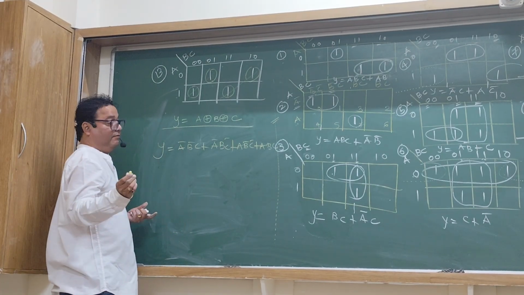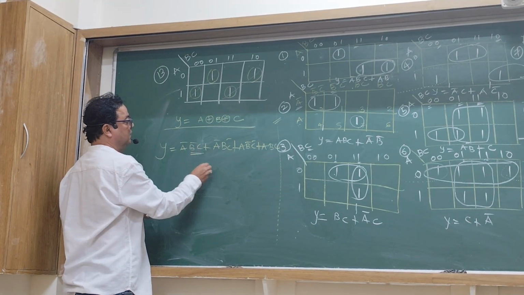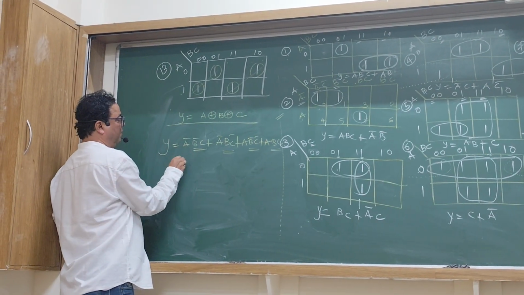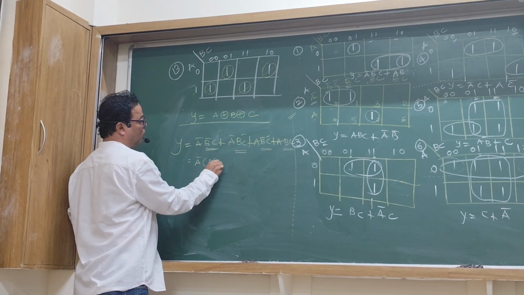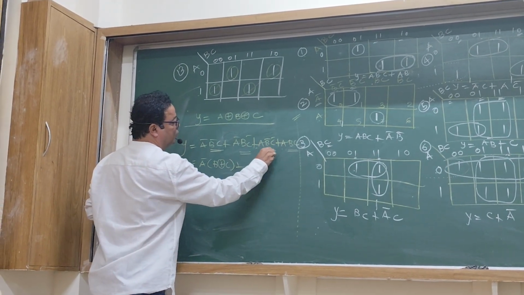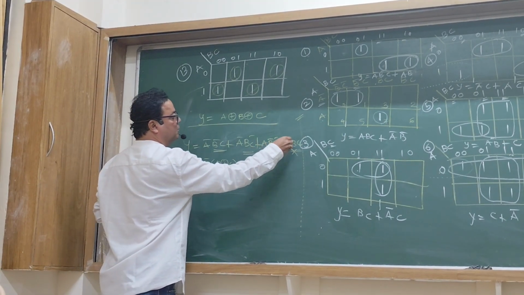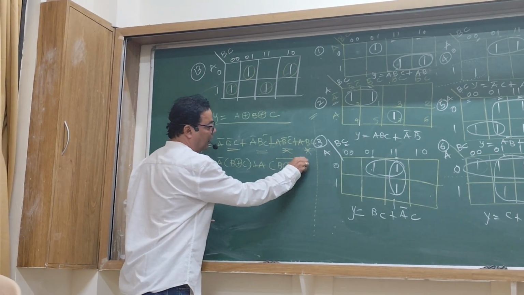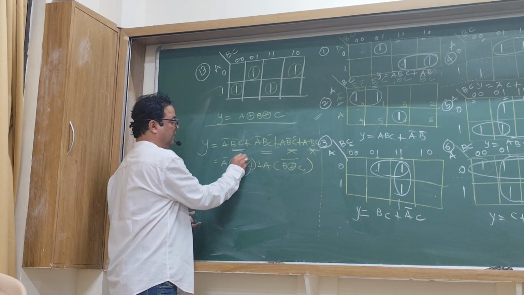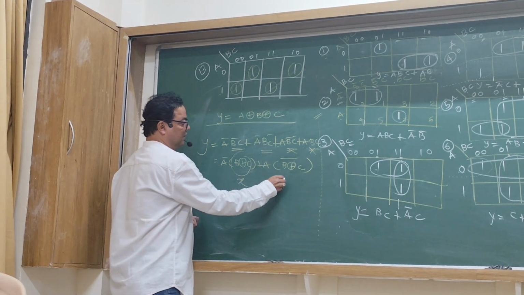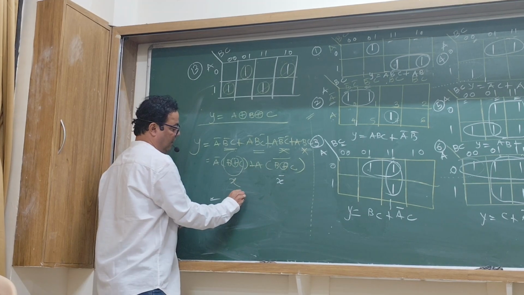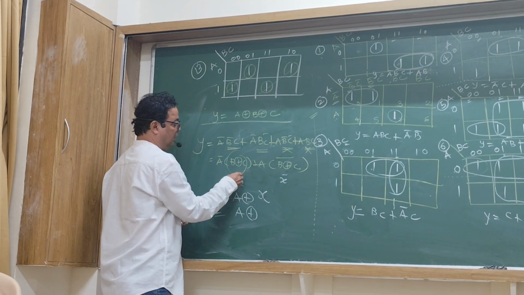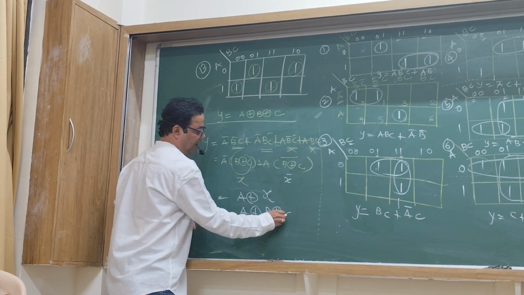Observe. Let's use Boolean algebra. I taught that in the last lecture. B bar C and B C bar is XOR. B bar C bar and B C is XNOR. If I take A bar common, it is A bar into B XOR C. Plus if I take A common from these two, this is A into B bar C bar plus B C, that is the complement of B XOR C. So if I take this as X, this is going to be X bar. So this is going to be A XOR X. What is X? Guys, A XOR X is nothing but A XOR B XOR C. So I have proved that this is A XOR B XOR C.